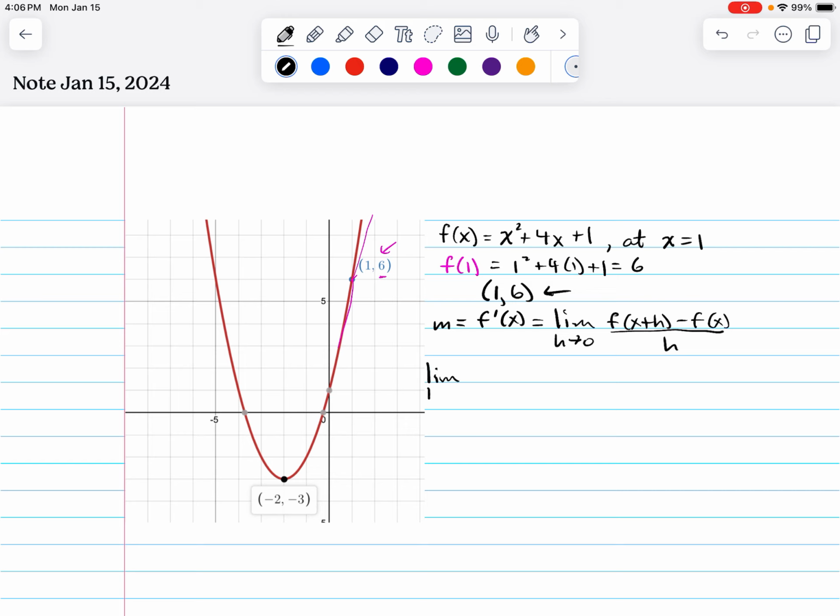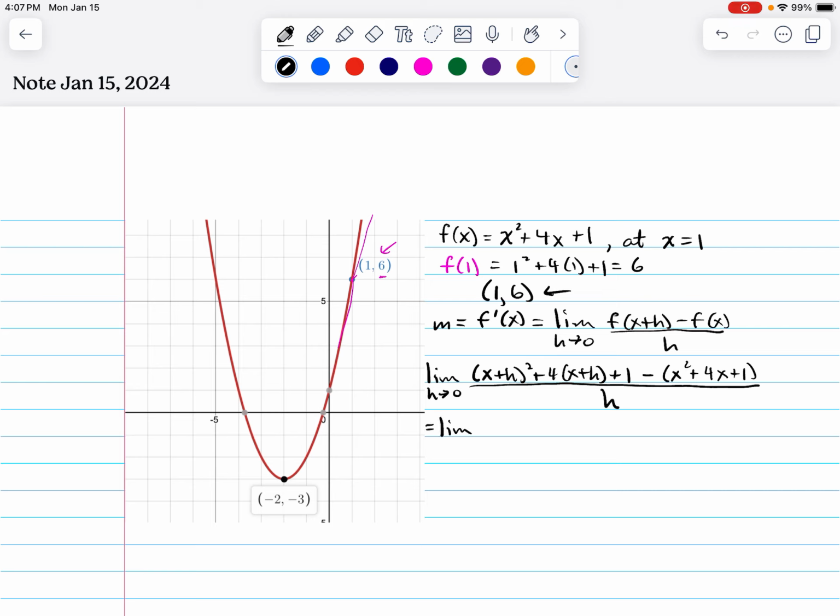So I want to simplify the difference quotient. I've got the limit as h goes to 0, and every place I have an x, I just put an x plus h. Just like this. That's f of x plus h, and then I subtract off f of x. And all that over h, and now it's just algebra. So I go through the algebra here.